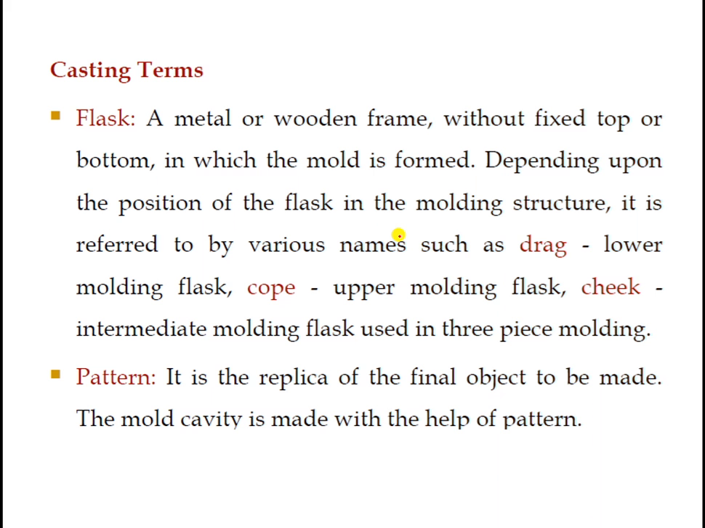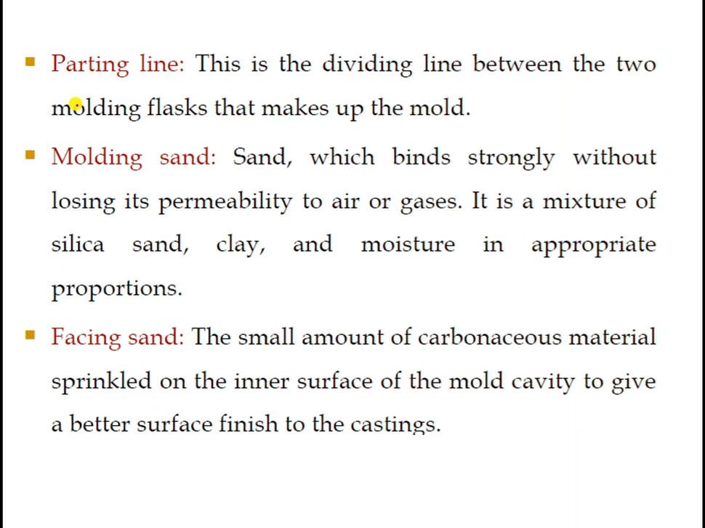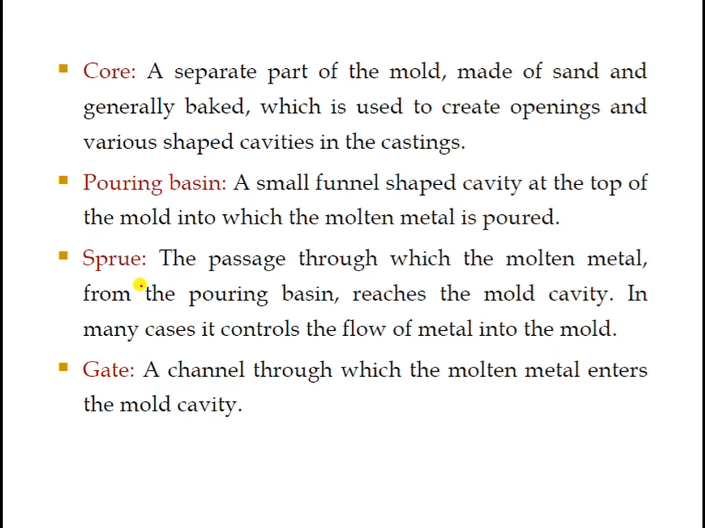So the same thing is explained again here. What are the various casting terms? What do you mean by the flask? I have already explained that. What do you mean by the pattern? I have already explained that. Then what do you mean by parting line and molding sand? How is it available? These are the types of sands which can be used. Then what do you mean by the core? It is a separate part of the mold made up of sand or another material, which is used to create openings and various shaped cavities in the castings.